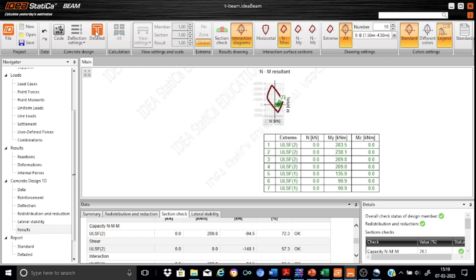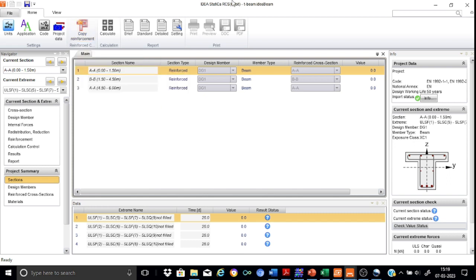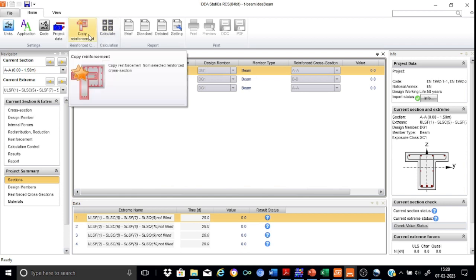You'll find that you will be automatically taken from the module beam to some other module. So here you will find that the module is known as RCS. This is again a separate module, which means that the different modules of IDEA StatiCa Concrete can be interconnected to each other. So here again, if you want to do the calculations, right?